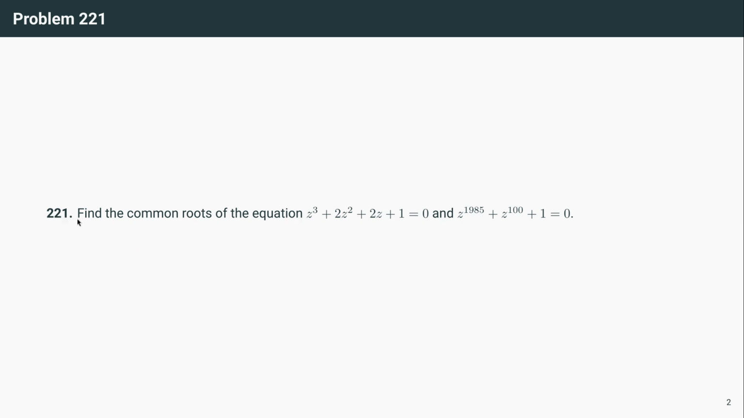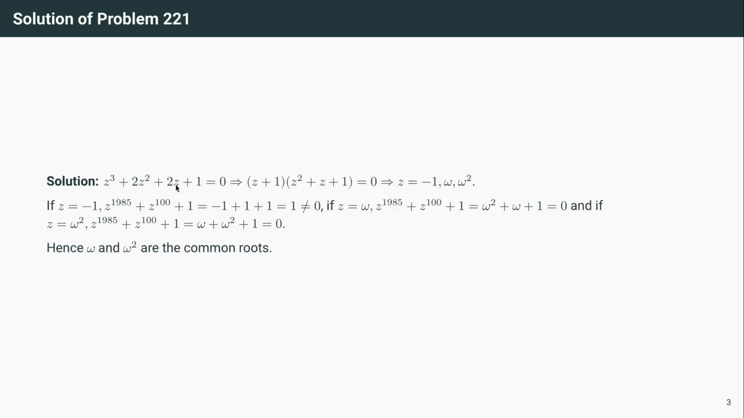Question 221 says: find the common roots of the equation z to the power 3 plus 2z square plus 2z plus 1 is equal to 0 and z to the power 1985 plus z to the power 100 plus 1 is equal to 0. So we are given that z cube plus 2z square plus 2z plus 1 is equal to 0. We factorize it. We find two factors, z plus 1 and z square plus z plus 1.